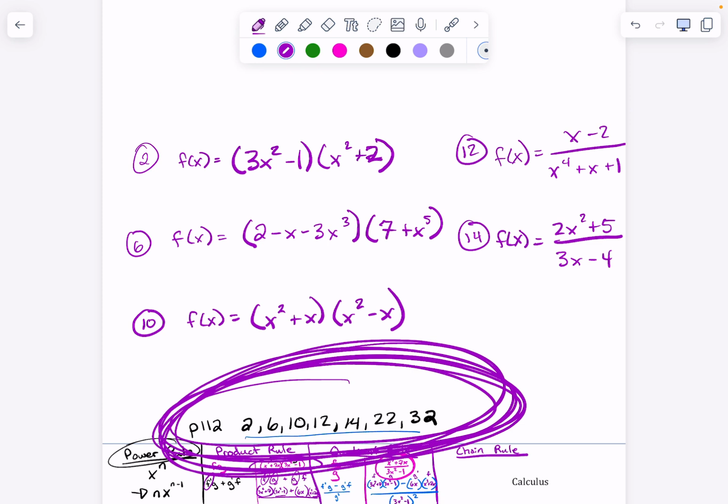Okay, I see what you're trying to do. You're not doing the product rule. You took 3x squared times x squared, which is 3x to the 4th. 3x squared times 2 is 6x squared. This is negative x squared. This is minus 2. So you combine these two middle pieces to get 5x squared. This is what the product is after you FOIL it. You haven't taken the derivative yet. Now you have to take the derivative. Okay, so it's 12x cubed plus 10x, and that's it.